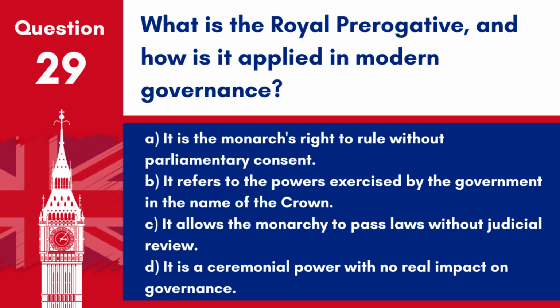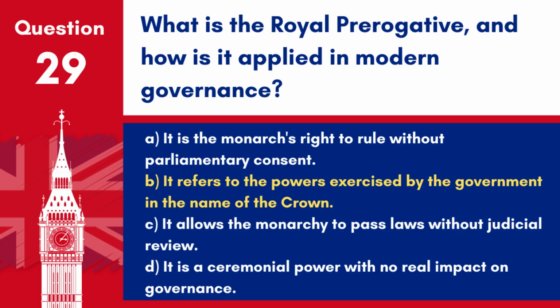Question 29. What is the royal prerogative and how is it applied in modern governance? A. It is the monarch's right to rule without parliamentary consent. B. It refers to the powers exercised by the government in the name of the Crown. C. It allows the monarchy to pass laws without judicial review. D. It is a ceremonial power with no real impact on governance.